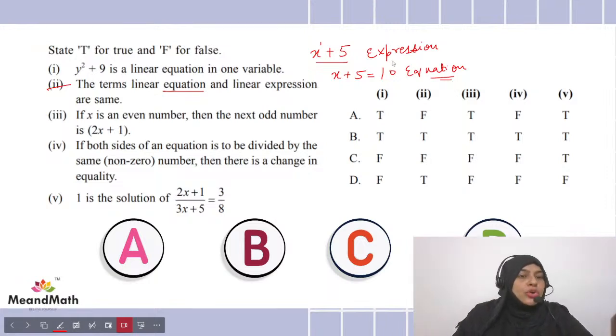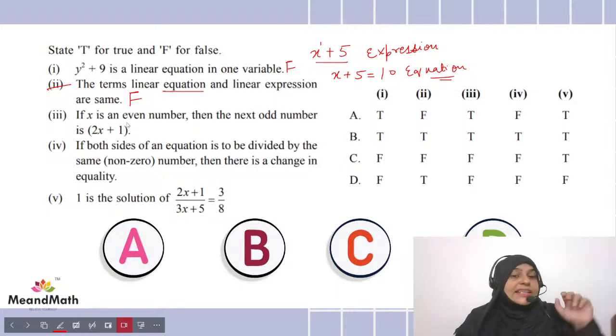So what's the statement? The terms linear equation and linear expression are same. No, they are not same. Correct? So this is also false. This is false and this is also false. Now come on to the next one.